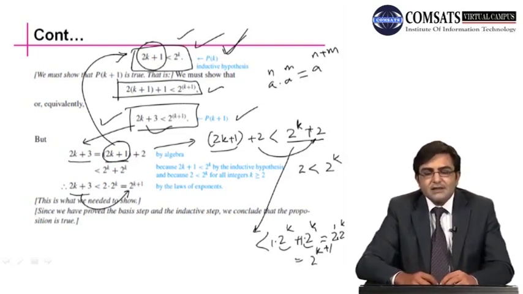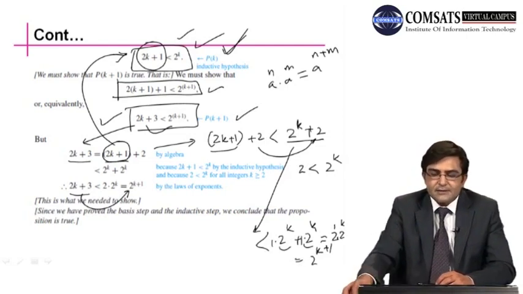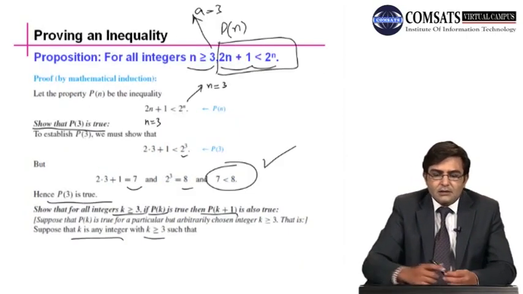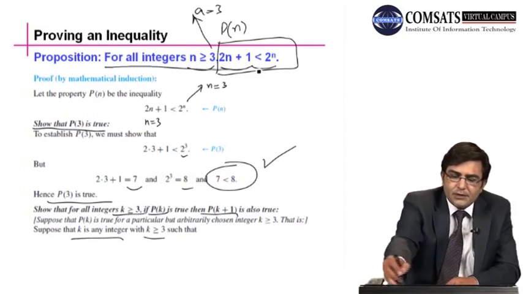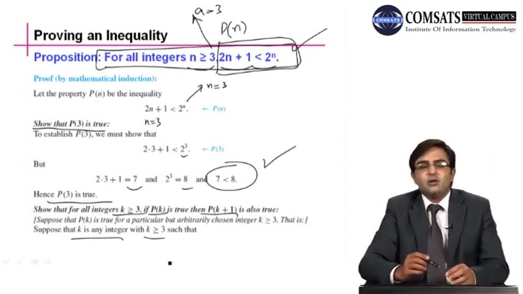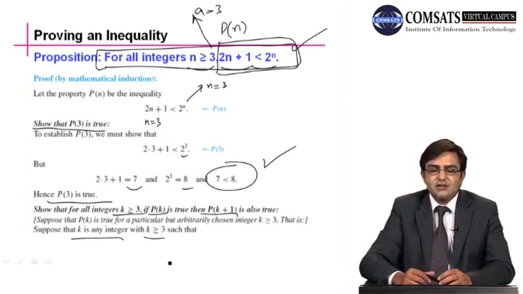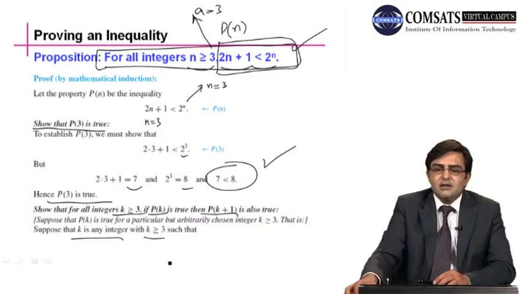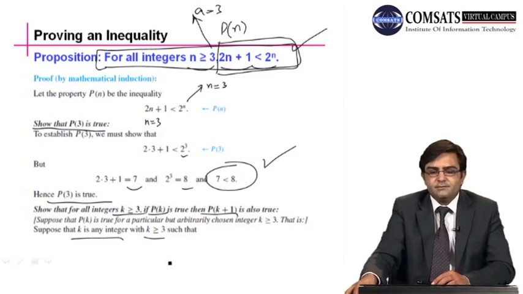So by mathematical induction we can say that this property is true, that is, for all integers n greater than or equal to 3, 2n plus 1 is always less than 2 power n.